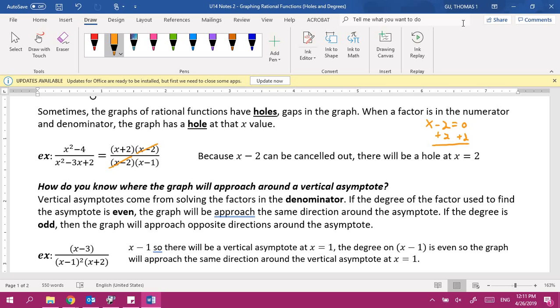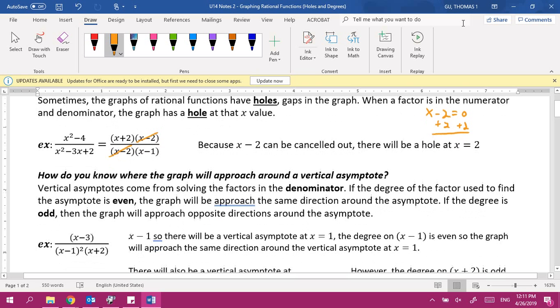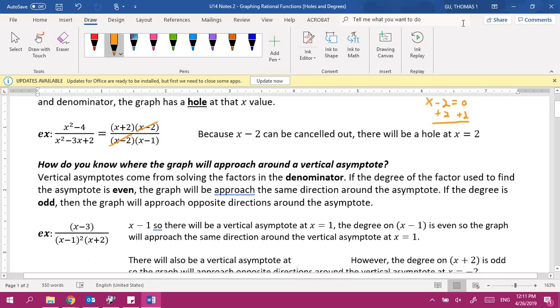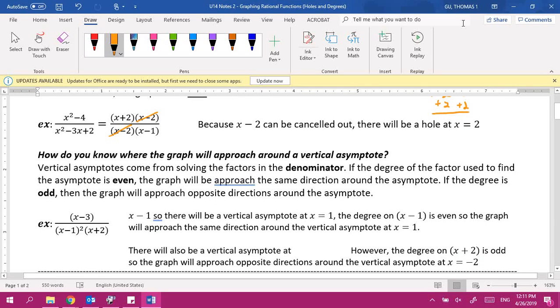So vertical asymptotes come from solving the factors in the denominator. That's how you find vertical asymptotes. You see how there's factors in the denominator right here? x minus 1 and x plus 2. If you solve those factors, that means set it equal to 0 and solve for x. That's where the asymptotes are.